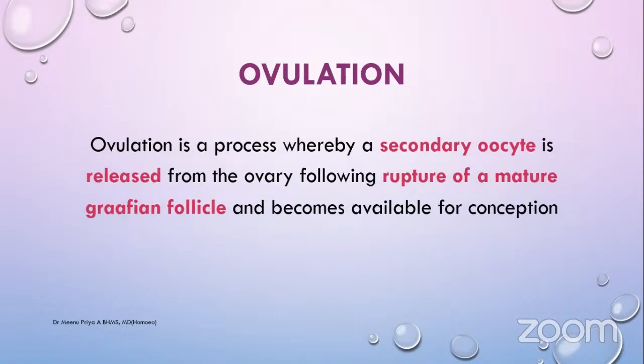Ovulation is a process whereby a secondary oocyte is formed, and this secondary oocyte is released from the ovary following rupture of a mature Graafian follicle. Only if the mature Graafian follicle is ruptured is the secondary oocyte released, or comes out of the ovary. That process is called ovulation, and it becomes available for conception, because there are many follicles in the stages of primary, secondary, but only a secondary oocyte can go for fertilization or conception.